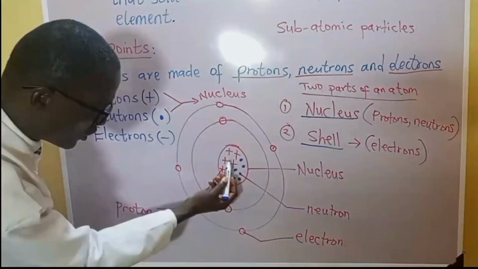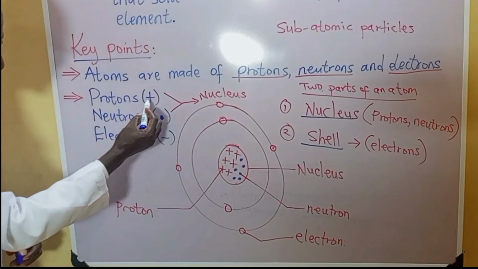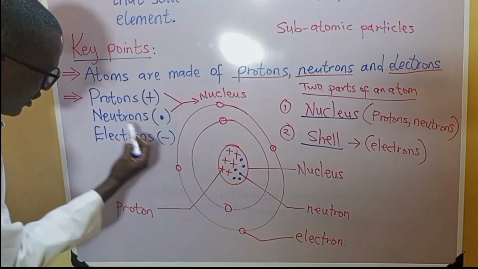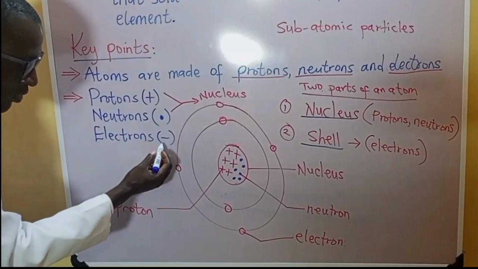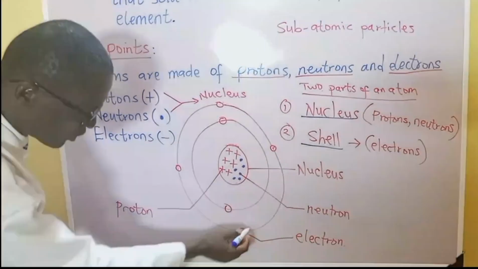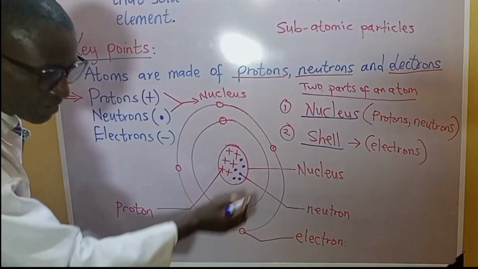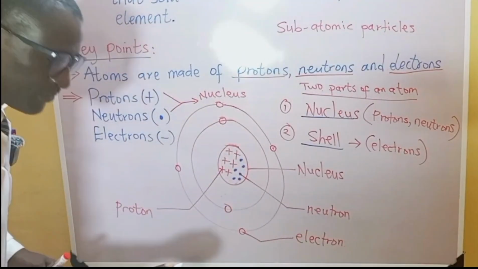Inside the nucleus, we have protons. We said that protons are positively charged. Then neutrons are neutral; they don't have any charge at all. Then electrons are negatively charged. So the electrons that are revolving around the nucleus are negatively charged.